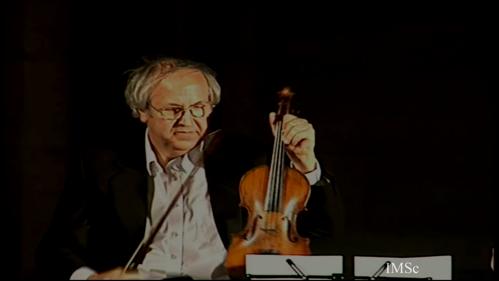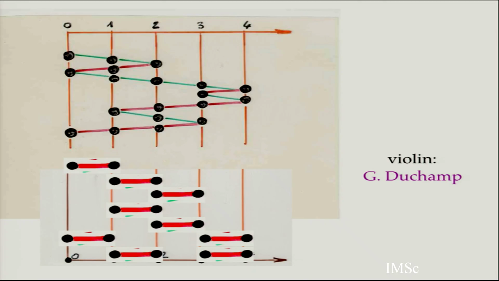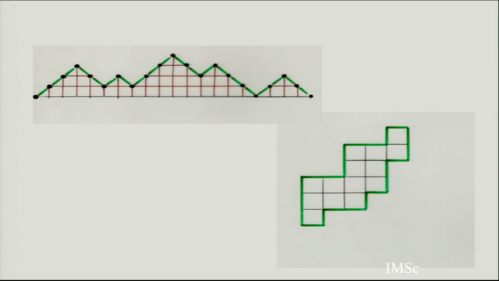So these objects are in bijection: heaps of diamonds and Dyck paths. You see, the violinist was Gérard Duchamp. We do some performance like this with another bijection, with the violin, and I have a heaps of diamonds, and then I can see how to go from this to the Dyck path. So from the staircase polygon, I have a Dyck path.